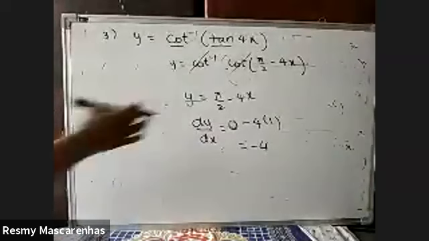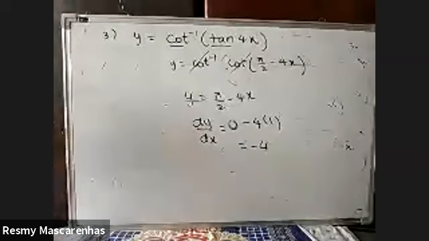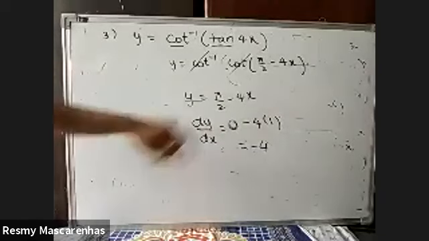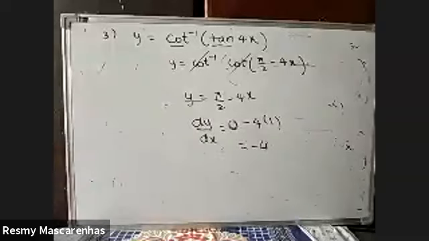So no matter what angle it is, 3 pi/2 or whatever angle it may be, it is a number. There is no x attached to it. So straight away the answer will be 0.